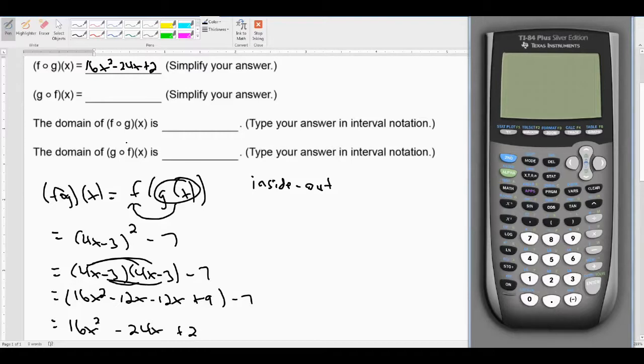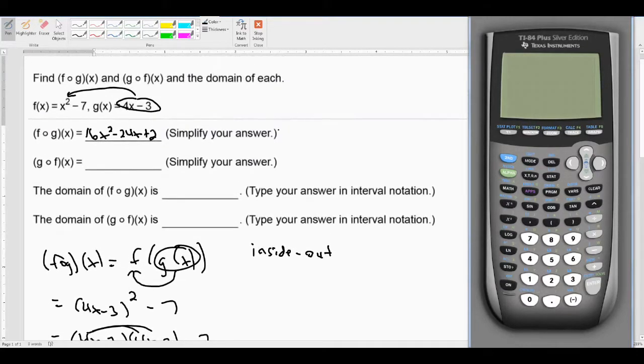Now let's go ahead and find the domain. When you find the domain, there are actually two things you have to find, because the inside function takes precedence. You're taking that and substituting it inside the outside function, so there could be some x values that don't exist inside the g. And so let's just graph everything.